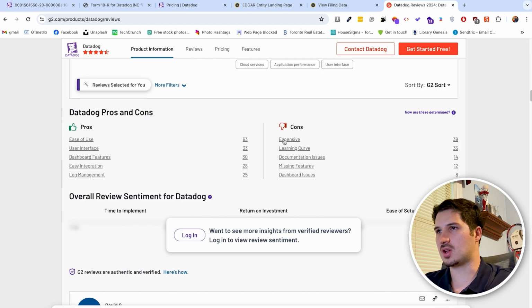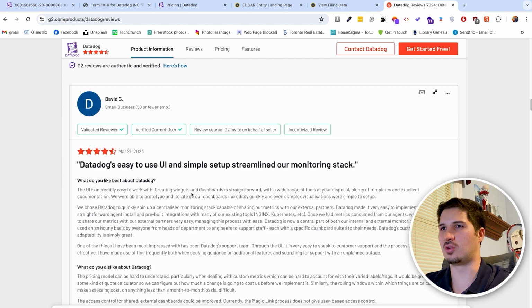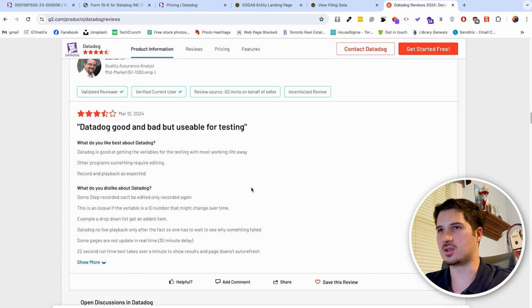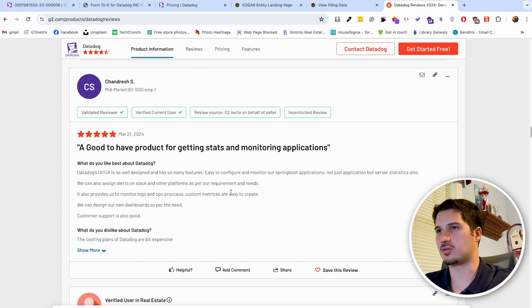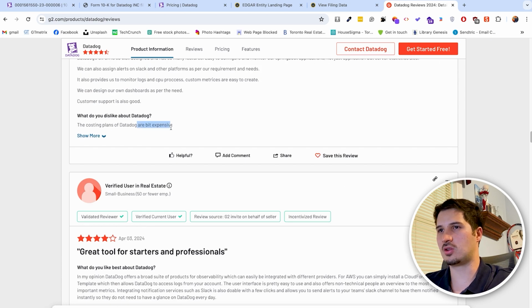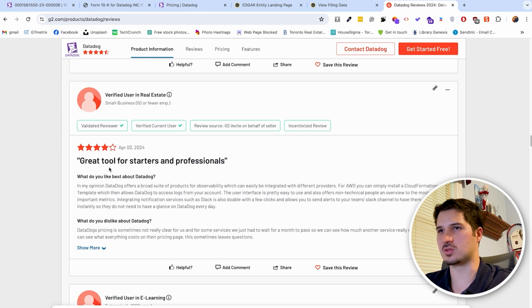So cons: expensive, learning curve, documentation issues, missing features, data dashboards issues, ease of use, user interface. So it's kind of contradictory. Some people maybe like certain things, other people don't like the same things. Okay. What do you dislike? The pricing? Yes, the pricing could be a pain. Okay. Good to have product for getting stats. Okay. The costing. Okay. So the main concern is the price, which is, like I said, a very positive thing. Okay. Let's see what this person said.